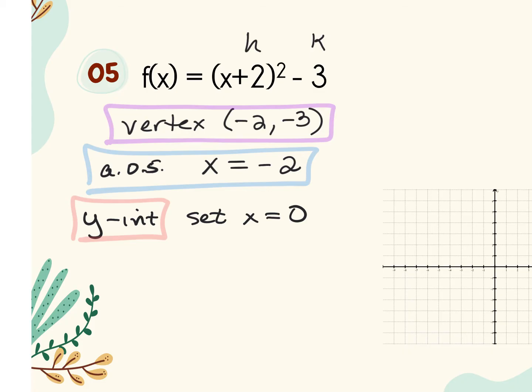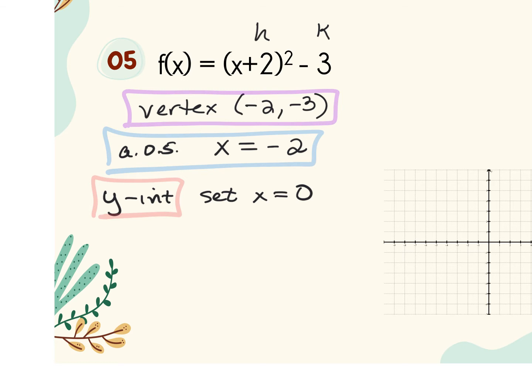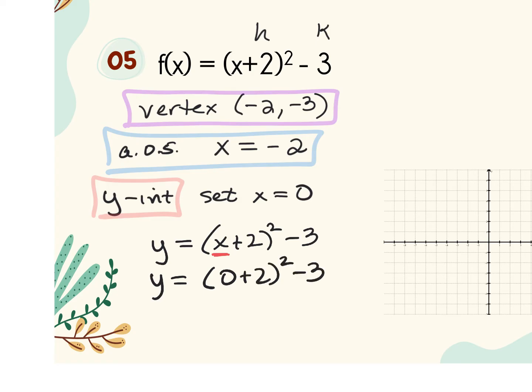So let's go ahead and work on finding the y-intercept. I'm taking my original equation, and again, remember, f of x is just a fancy way of saying y equals. So I could really say this is y equals (x plus 2) squared minus 3. I'm going to replace x with a 0. So y equals, and then I'm going to do (0 plus 2) squared minus 3. I'm going to follow order of operations. So I'm going to do the parentheses. Then I'm going to do the exponent.